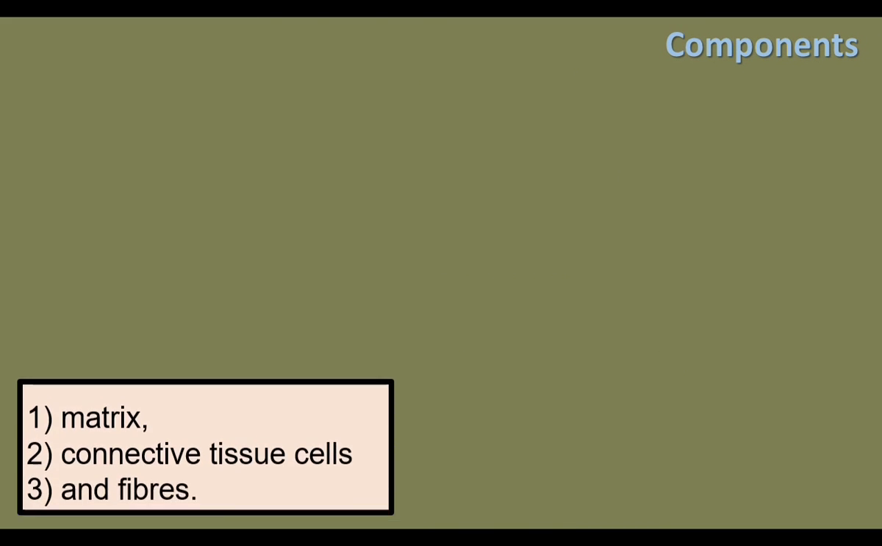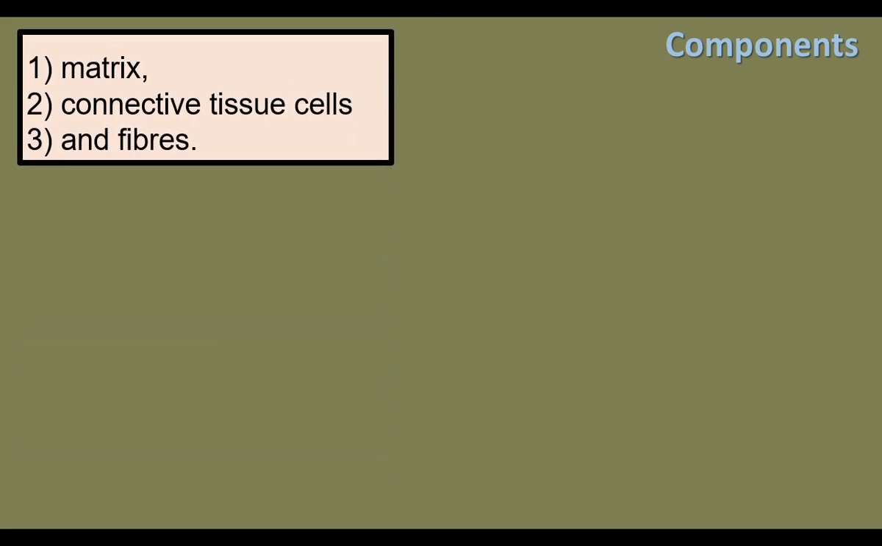The components of connective tissue are matrix, connective tissue cells, and fibers. The matrix is a substance found between the cells. In bone, the matrix is hard. In cartilage, the matrix is flexible. Blood has liquid matrix. And the connective tissue cells are the important components. In blood, blood cells are the connective tissue cells. In bone, bone cells are the connective tissue cells.